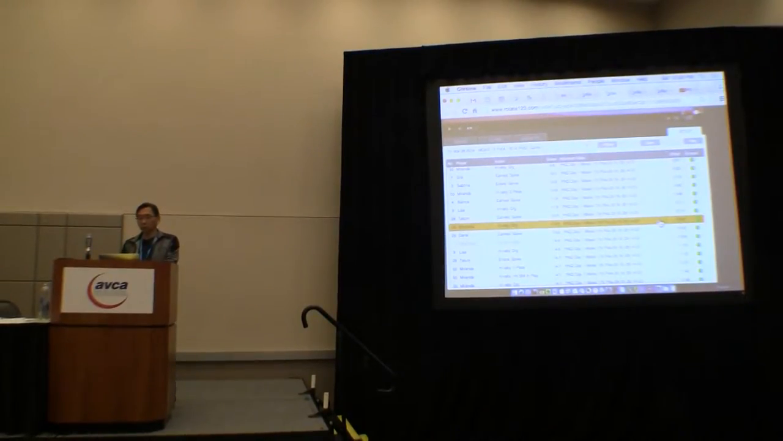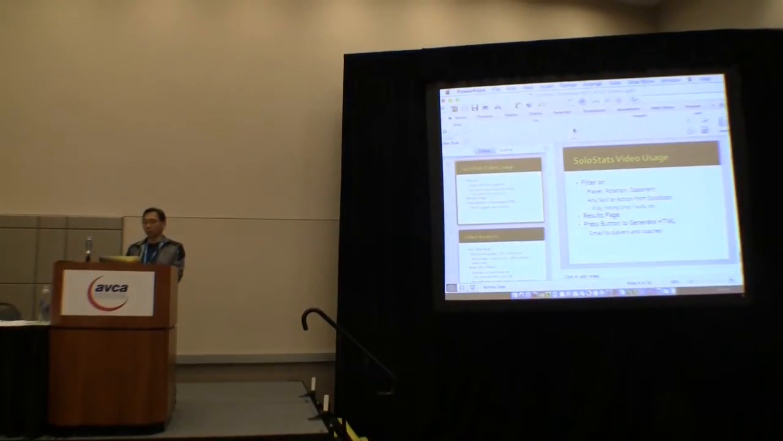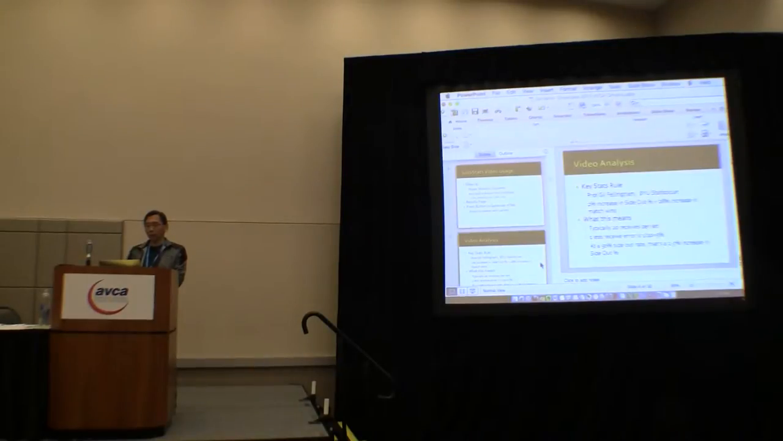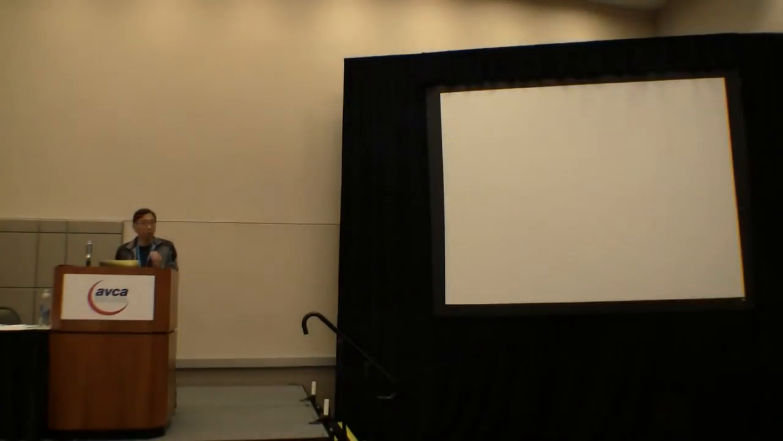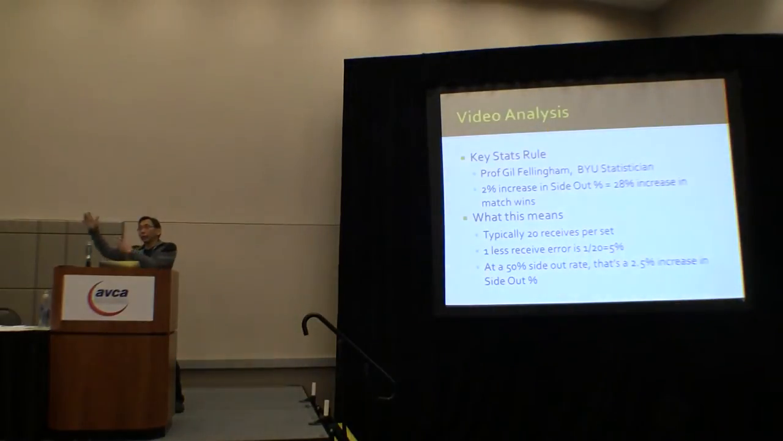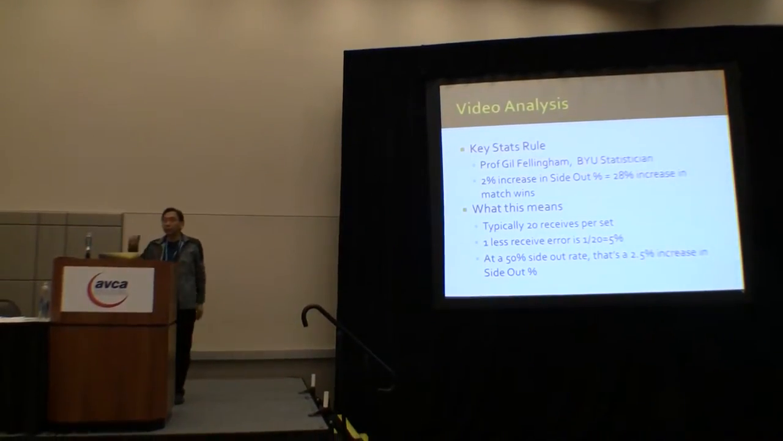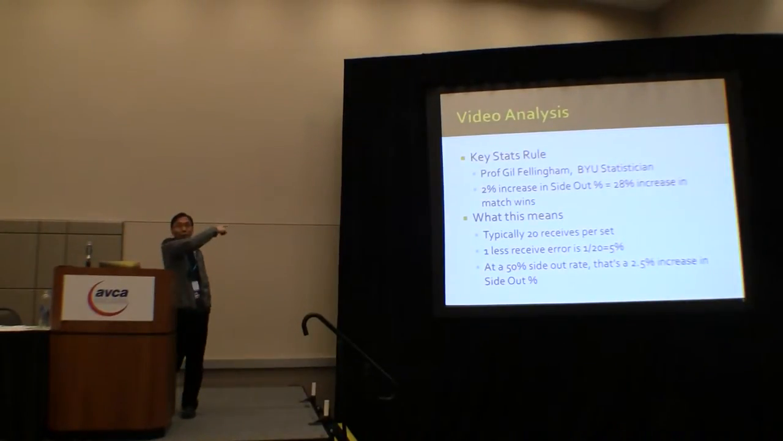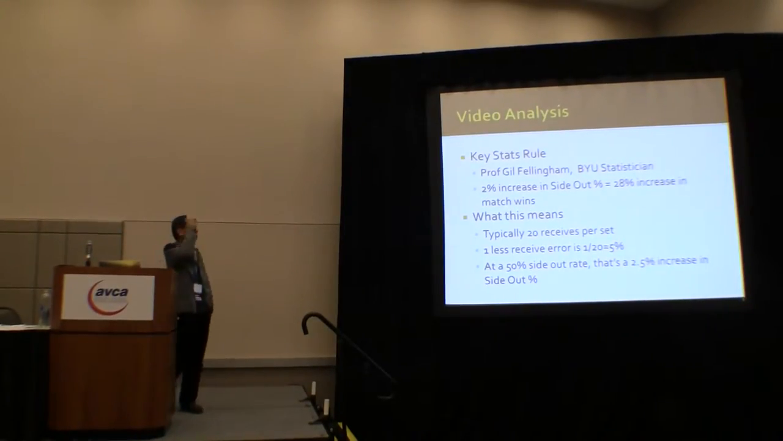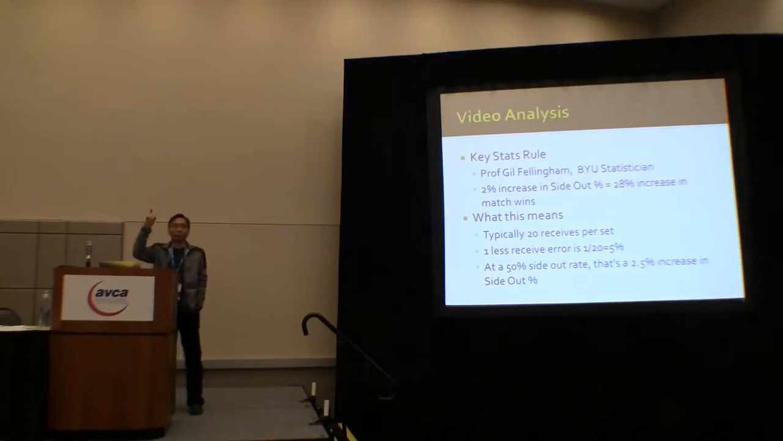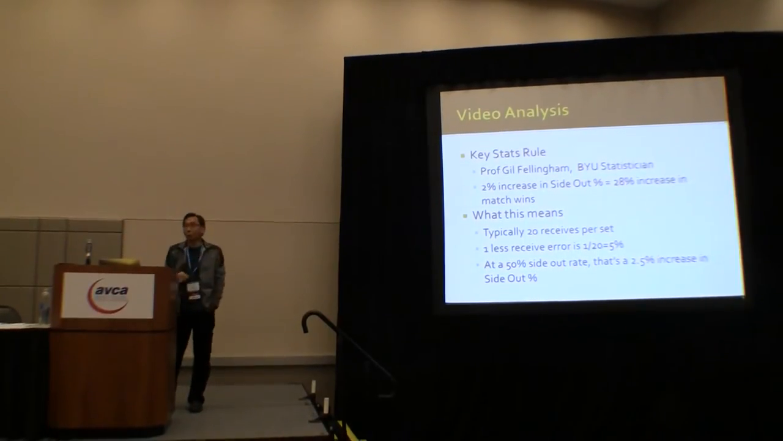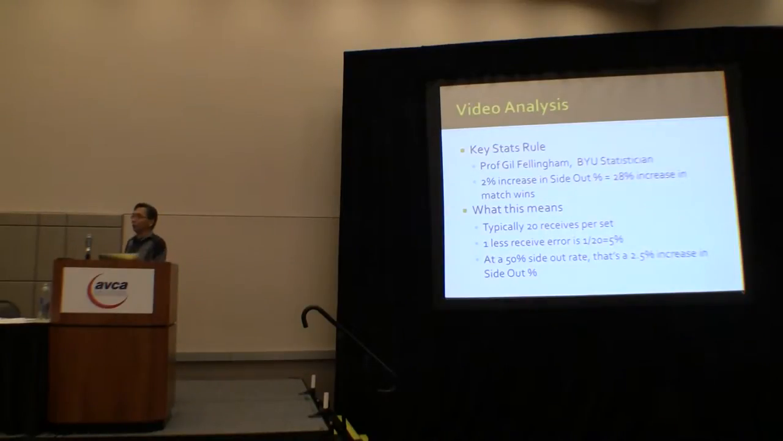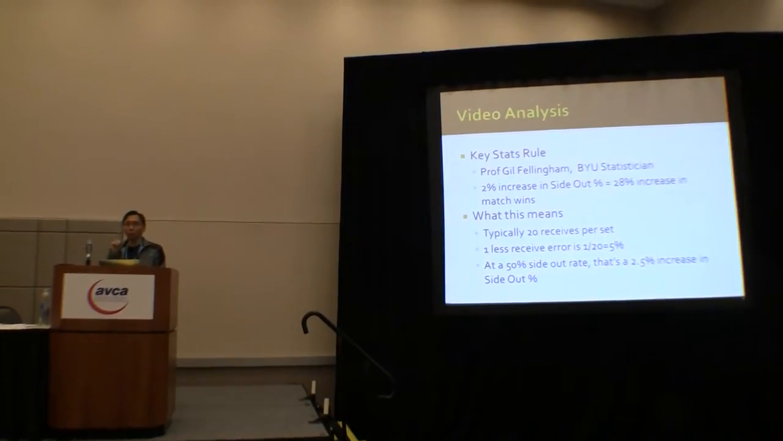So let's see, where was I? So we got that part, we did the filtering, so let me drop back to the slide set and try to remember what was next. Okay, so we got all these pieces. Now let's go into the analysis portion and use the series of tools and video to fix your team, okay? One of the key stats that's really important, and anybody who goes to GMS clinics will hear this, because it's Gil Fellingham from BYU who did stats helping out Carl McGowan: a 2% increase in side-out equals a 28% increase in match wins. Okay? Super high sensitivity to that one stat.